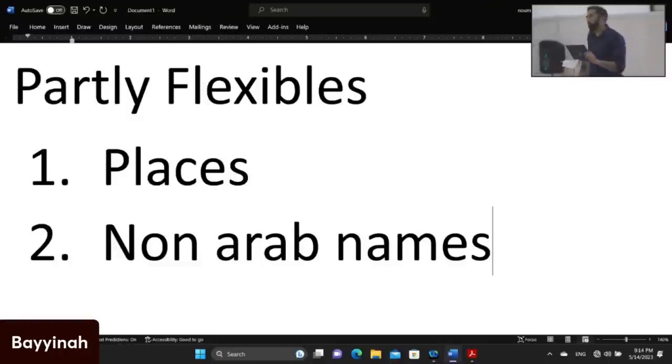But some names end with alif. Some names end with what? Yahya, Musa, Isa, right? Yusha, right? Yusha is not in the Quran, but names sometimes end with alif. When they end with alif, even though they're foreign names, they drop to the third category. What's the third category? Non-flexible. Because Musa, you can't do anything with it. Musa, Musa, Musa. Isa, Isa, Isa. Yahya, Yahya, Yahya. Names that end with alif have an additional problem, so they become non-flexible. But I'll explain what partly flexible means.